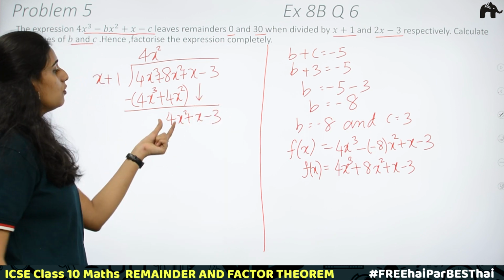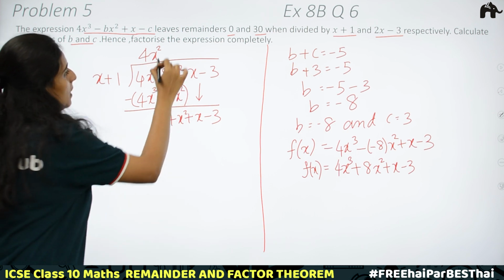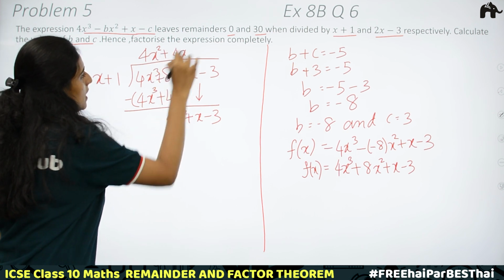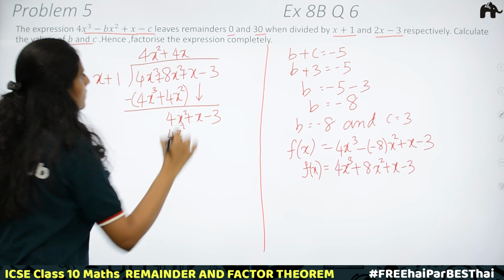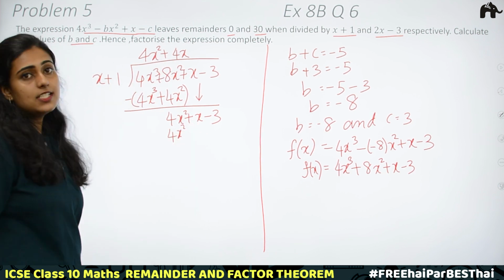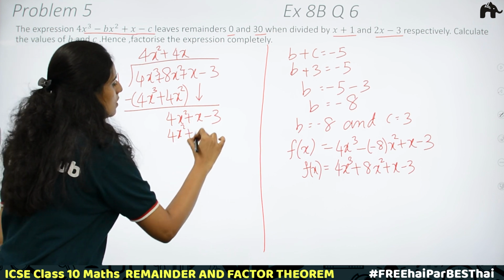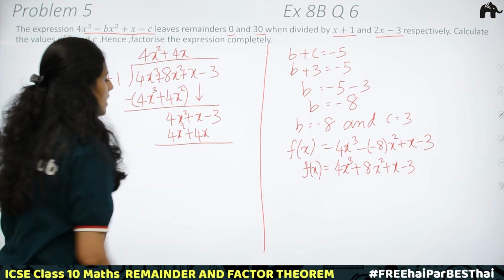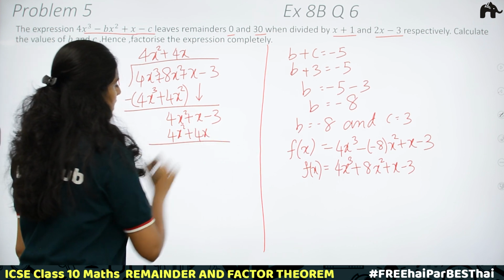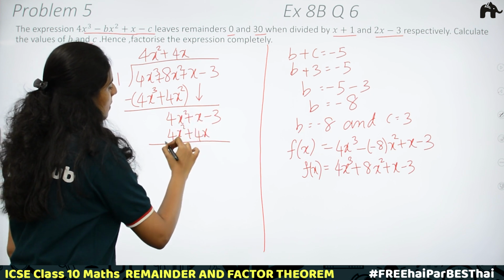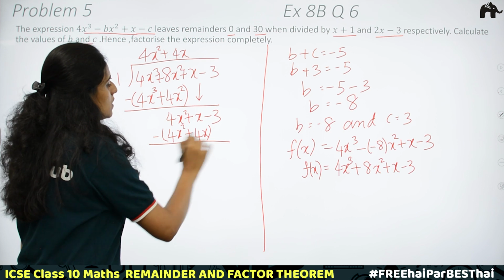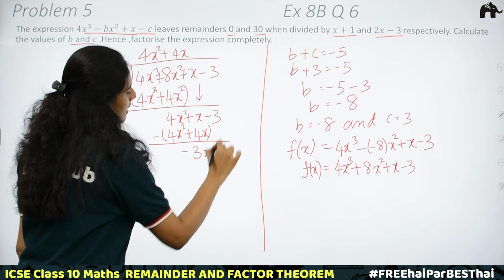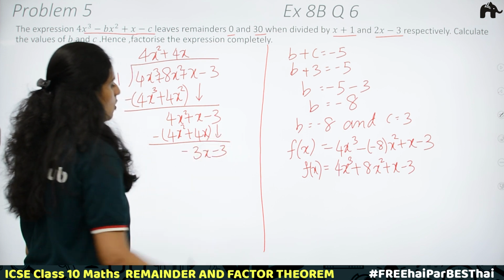Okay, to get 4x square, x should be multiplied with 4x plus 4x. 4x into x is 4x square. 4x into 1 is 4x plus 4x. On subtracting, we get 4x square minus 4x square is 0. X minus 4x is minus 3x. Here we have a minus 3, taking down.